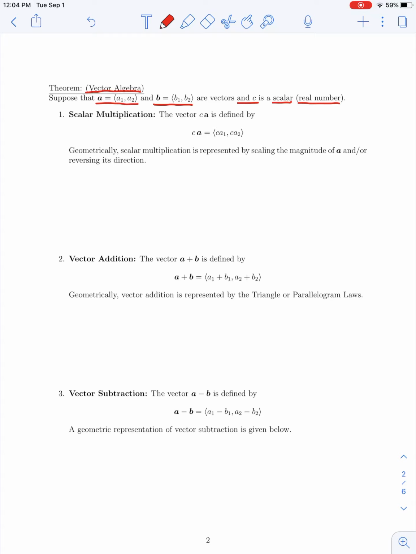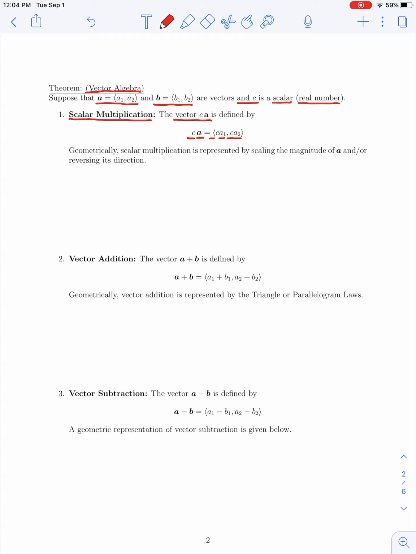When we start talking about vectors, we will sometimes refer to real numbers as scalars. The first operation that we'll talk about for vectors is called scalar multiplication. We ask, can we take a vector A and multiply by a scalar, or a real number C? And yes, we can. It's denoted as C times A. This vector is found by taking the components of A, which were A1 and A2, and multiplying each of those components by this scalar C.